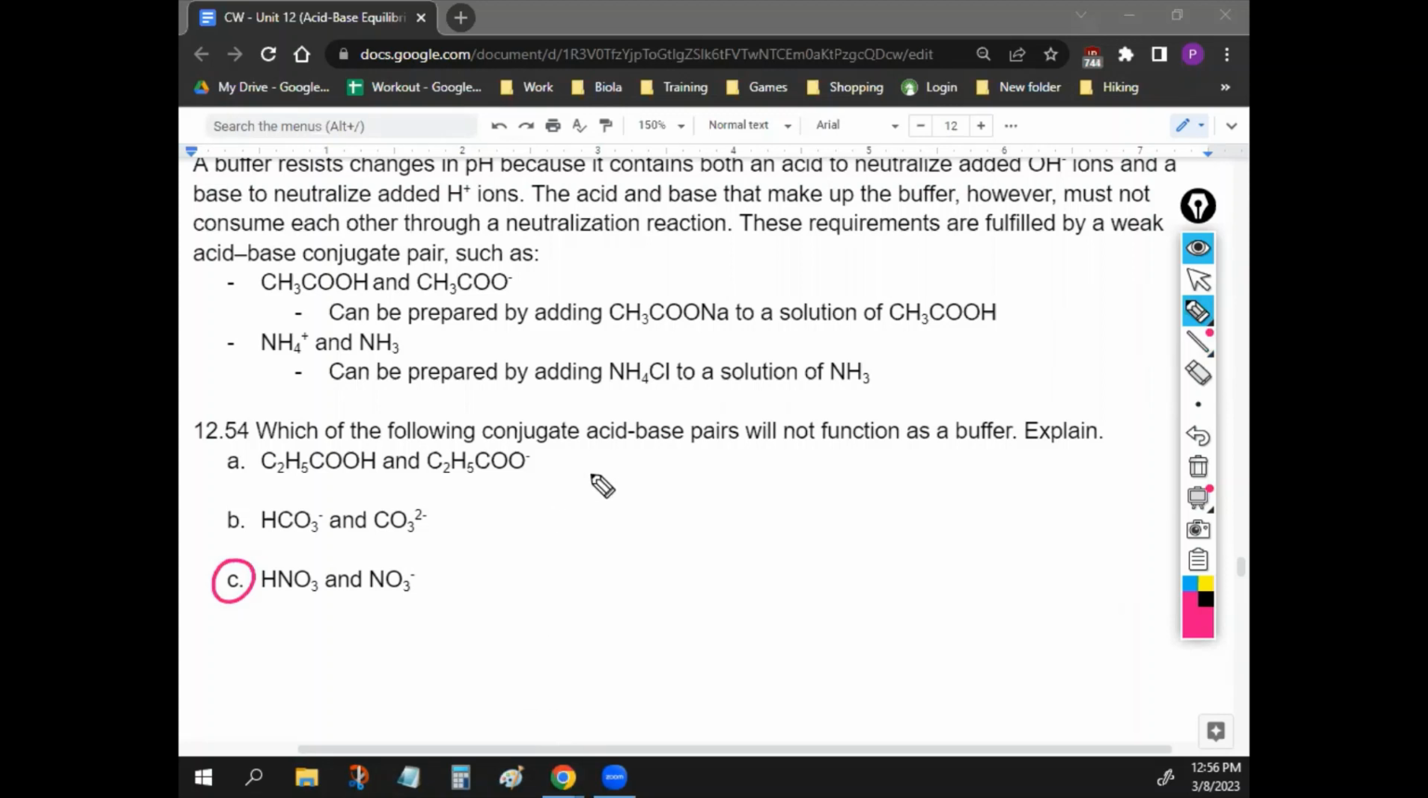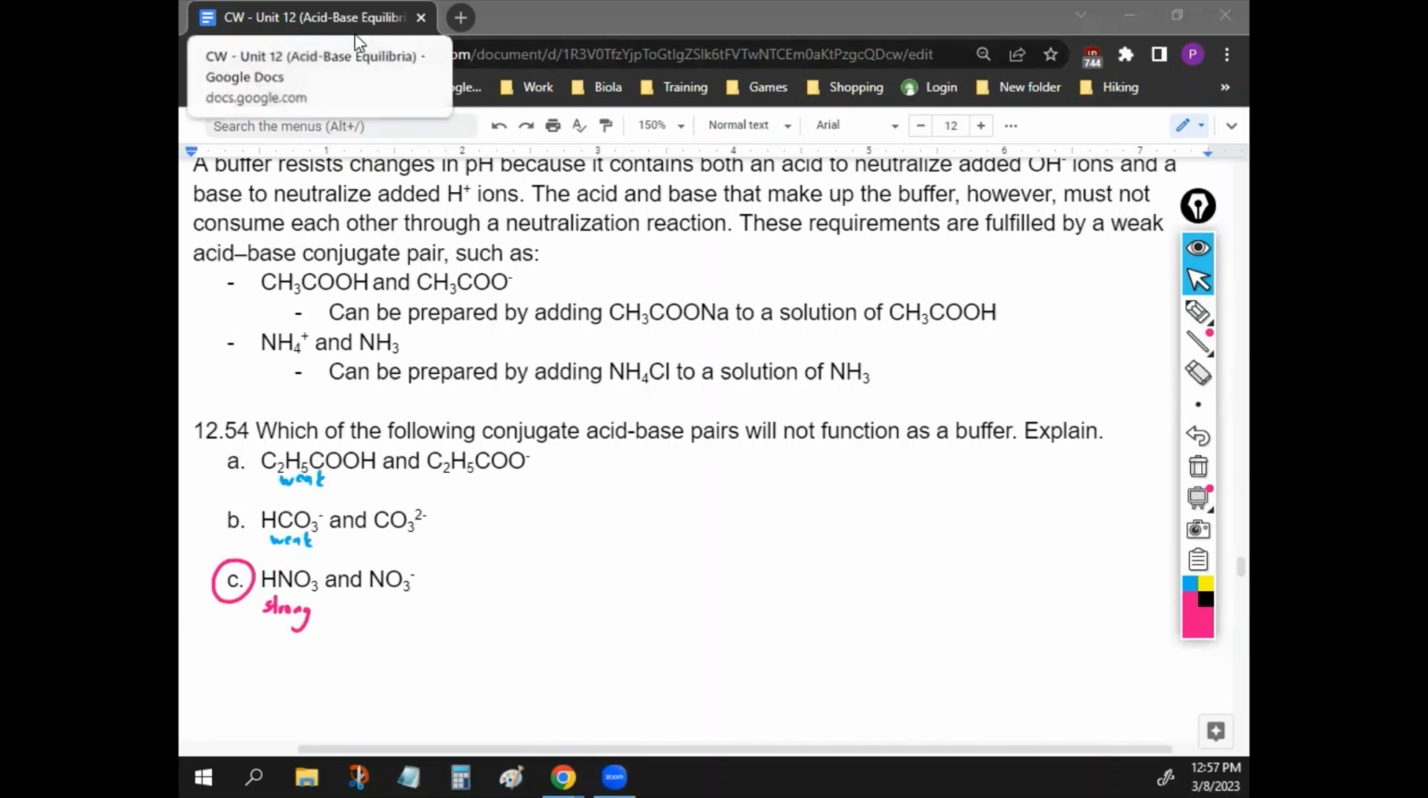Okay, so the answer is C, because if we take a look at all the acid-base pairs, let's take a look at A. Let's take a look at the acid here. What type of acid is this? This is a weak acid. If you look at the second one, is this weak or strong? Weak. But if you take a look at C, it is strong. This is why you got to remember these strong acids and bases. So your explanation is super easy. It's C because it is a strong acid. That's it. Yeah, and buffers are, by definition, weak acid-base pairs.